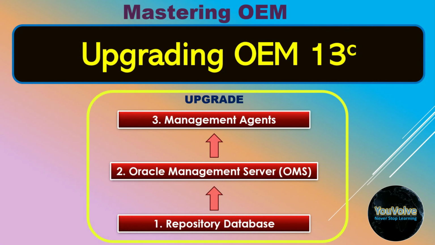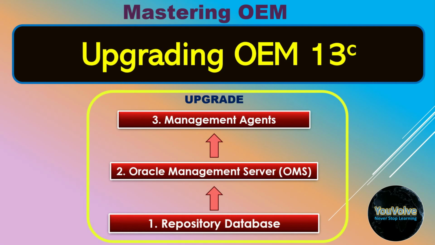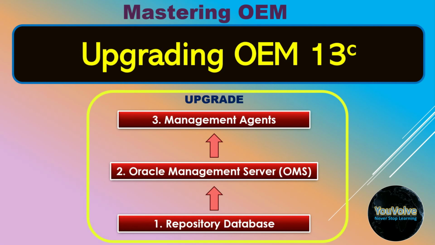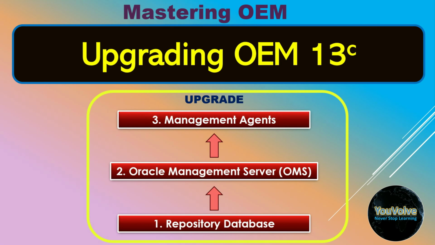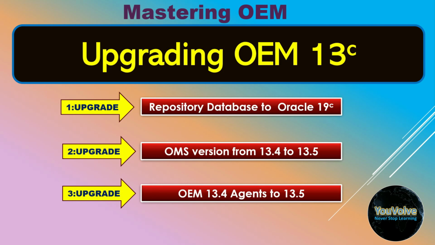So in our path to upgrade, in the last part, we already completed the upgrade of the repository database to Oracle RDBMS version 19.3. In this part, we will cover upgrade of the OMS from 13.4 to 13.5. And in the next part, we will upgrade the OEM agents from 13.4 to 13.5. I will demonstrate each and every step of the upgrade process, starting with how to search for the latest OEM version available to upgrade, how to download, going through the prerequisite checks, etc.